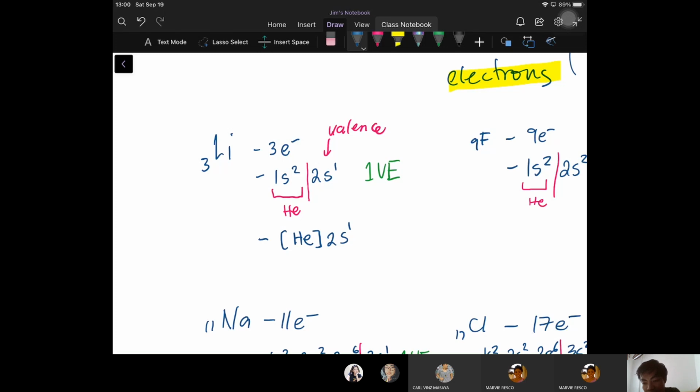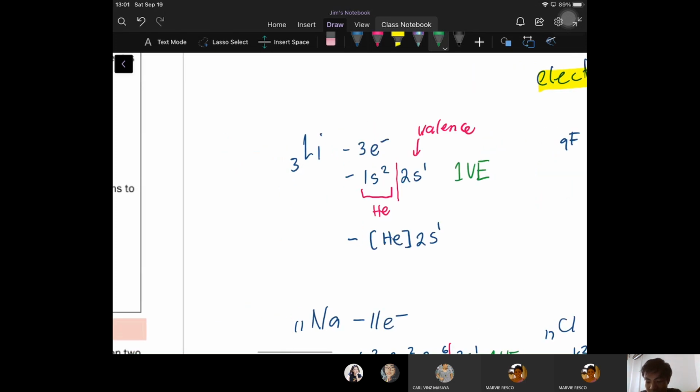Dalawa option niya para maging noble gas yan. Either maging helium na lang siya or abutin niya yung next noble gas, which is si neon. Okay, so dalawa yung option niya ha. So ano yung dalawang option ni lithium? Pwede siya maging helium, pwedeng ganyan yung kanyang electronic configuration. Pwede naman gayahin niya si neon. No? So ano yung mga kailangan niya gawin para ma-achieve yung helium pati yung neon configuration?